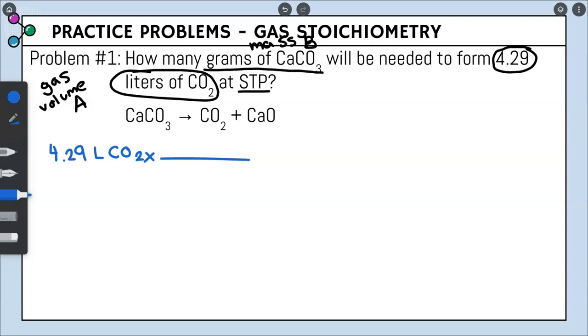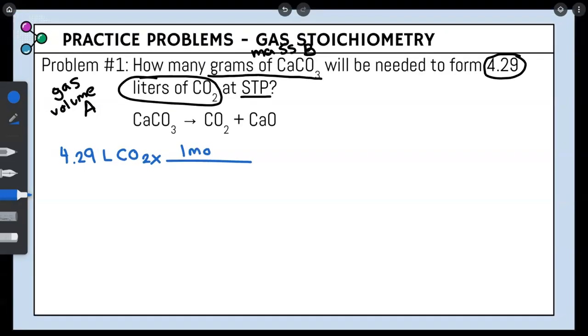The first step says if we're starting at gas volume A, 1 mole is going to be on the top and 22.4 liters is at the bottom. In this step, liters cancel.